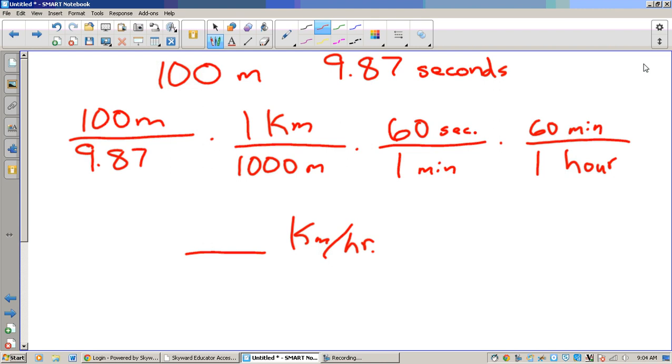So now we can start to simplify. Ooh, this is seconds. So starting with this, let's go ahead and simplify. Since we have meters here and meters here, they cancel each other out. I've got minutes here and minutes here, they cancel each other out. I've got seconds here and seconds there. They cancel each other out. And notice we're left with just kilometers and hours. So now we've got kilometers per hour.